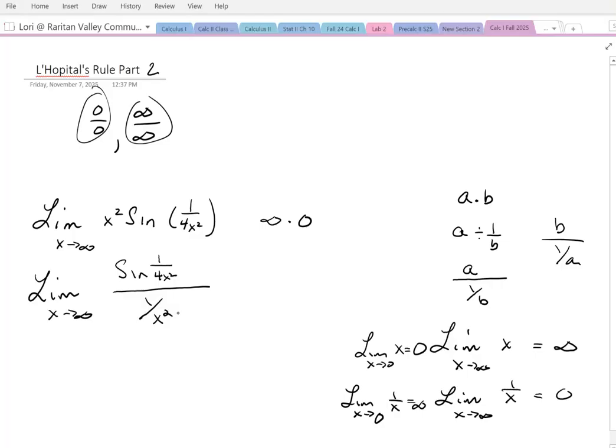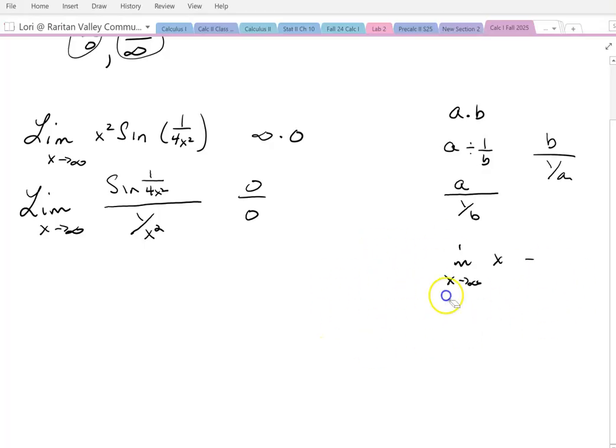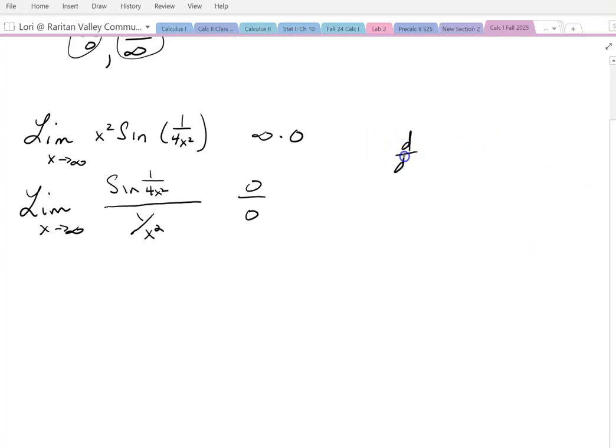Well, if we try to plug in infinity, we're now going to get 0 over 0. All right, so that allows us to go ahead and use L'Hopital's rule where we take the derivative of each. So now you want to take the derivative off to the side. We need to figure out what the derivative of sine of 1 over 4x squared is.